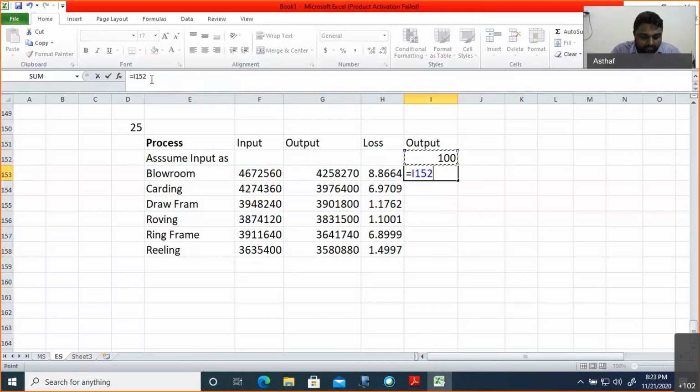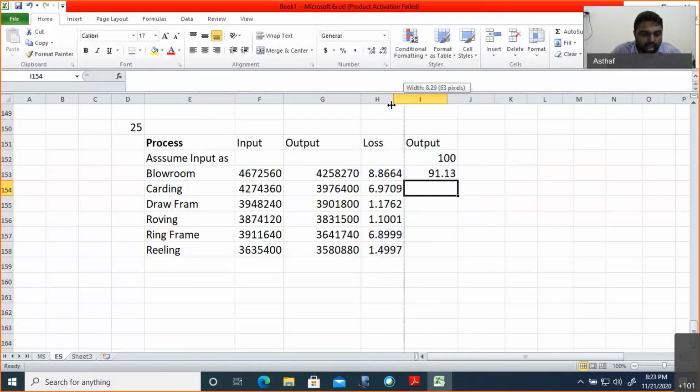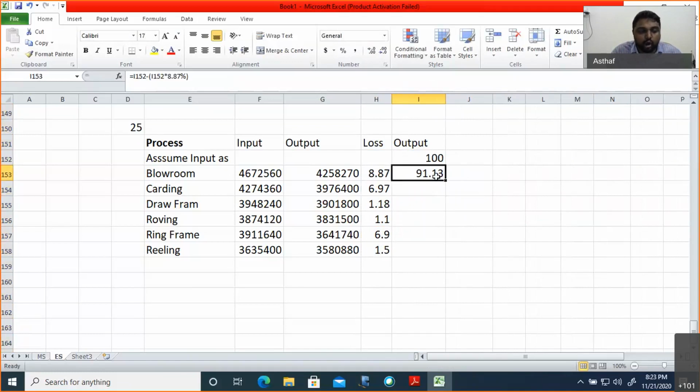See here, there is a loss of 8.87%. Yes or no? There is a loss of 8.87%. So if you reduce the 8.87 loss, the output will be 91.1.